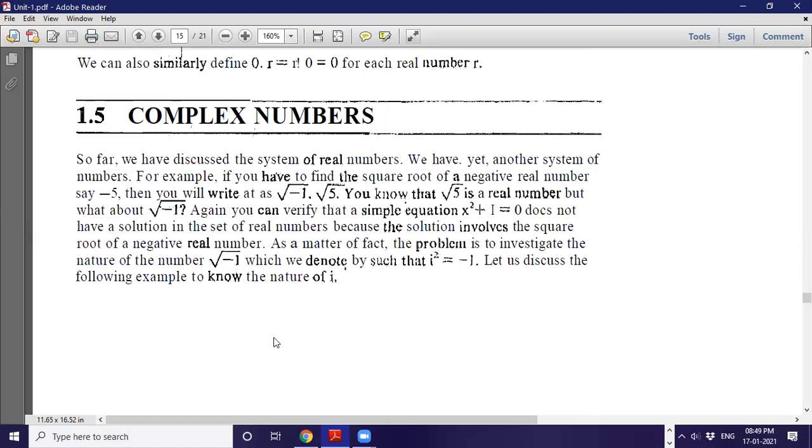Similarly, we have complex numbers. Now, what is this? What are complex numbers?